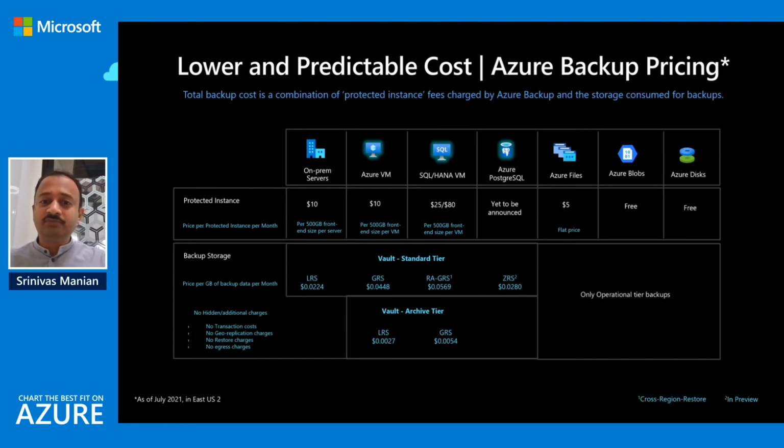And for Postgres, SQL is something that we are currently in preview, and we would be sharing those details as well. Similarly, for the disk backups for Azure Files, it's a flat price of $5. And then we have blob and disk storage where there is no cost for the protected instance. The only cost that would need to be incurred for disks would be the storage size. So the backup storage, as I said, the Vault with standard tier offers the four redundancies as we explained before. Similarly, for the archive tier, we have the two redundancies, which is LRS and GRS.